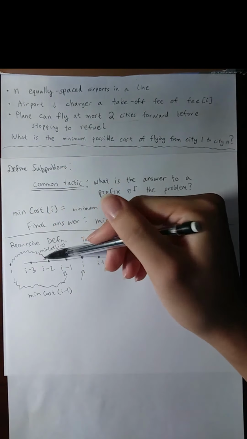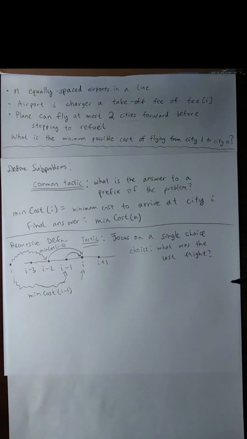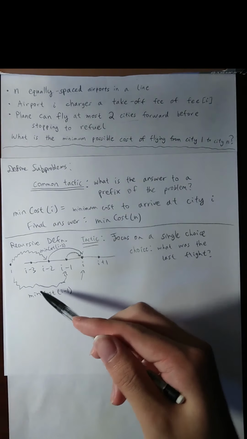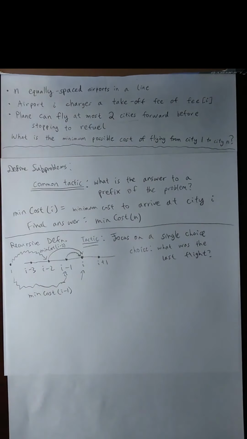Then, once we've arrived at city I minus 2, we need to pay the takeoff cost of city I minus 2 in order to take the last flight to city I. Since we're trying to find the minimum possible cost of flying from city 1 to city N, the way that we compile our choices is we look at all our choices and find out which one's the best choice. And the one that's the best choice is the one that gives us the least cost. Since we have 2 choices, that just involves taking the minimum of 2 possibilities.